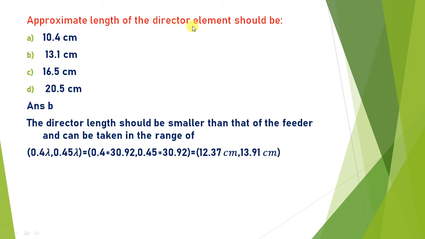Again, what is the director element length? The length of the director element for a Yagi-Uda antenna must be in the range of 0.4 lambda to 0.45 lambda. So put the value of lambda over here, and you will find this range. Which option satisfies this range?